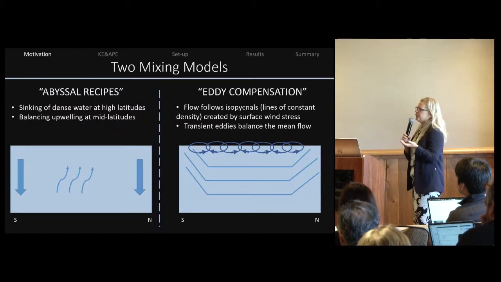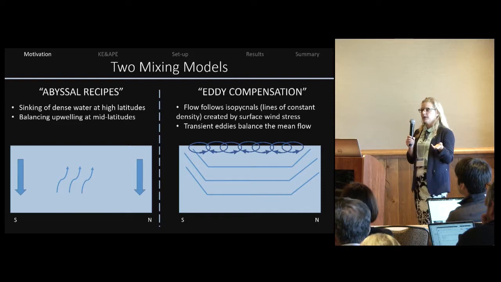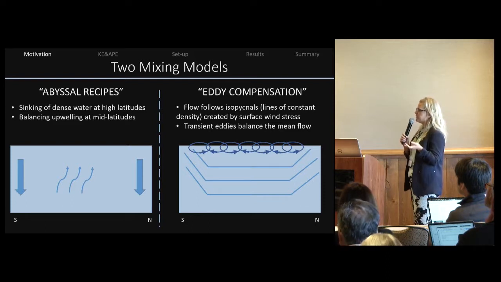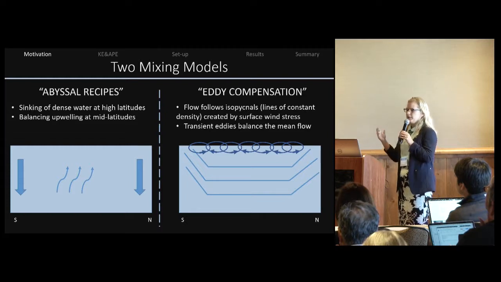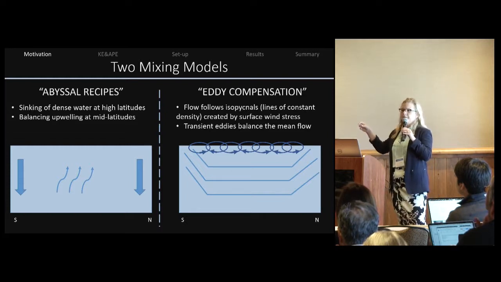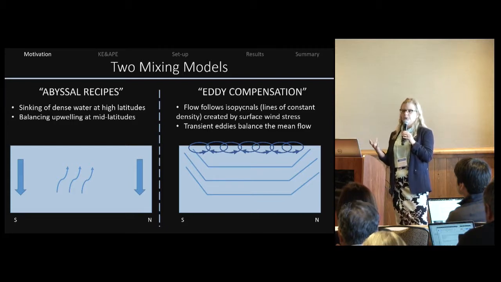There are, in general, two competing mixing models of the ocean. One is called the abyssal recipes, and it basically assumes that most of the dense water sinks primarily at the high latitudes, and then that's balanced by upwelling, so the water coming up at mid-latitudes.